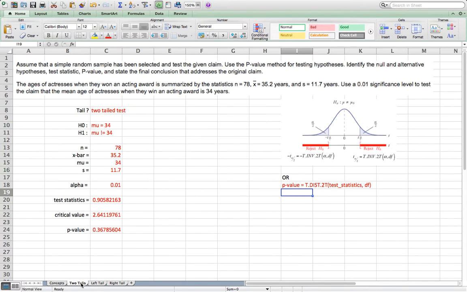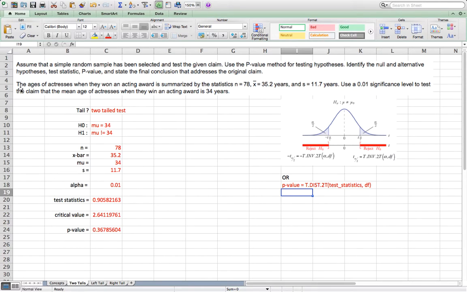So let's see 3 examples. First example. Assume that the simple random sample has been selected and test the given claim. Use the p-value method to test the hypothesis, identify the null and alternative hypotheses, find the test statistic and p-value, and state the final conclusion that addresses the original claim.